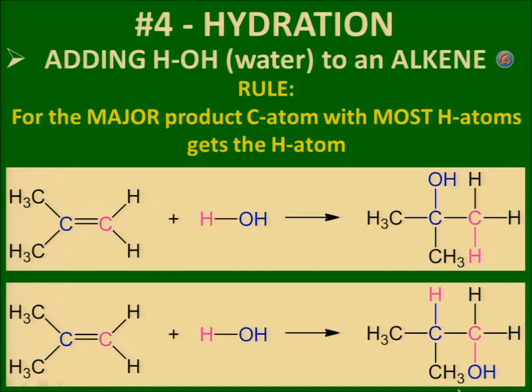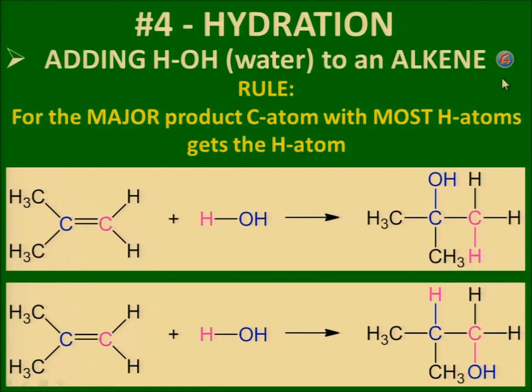And for your minor product, the blue double bond carbon will get the pink hydrogen atom and the pink double bond carbon will get the blue hydroxy group. So this is your minor product and here you have your major product according to your rule.